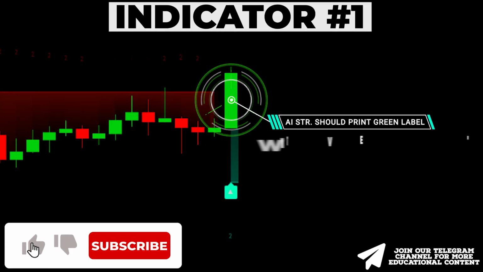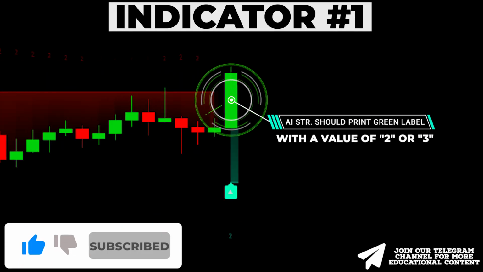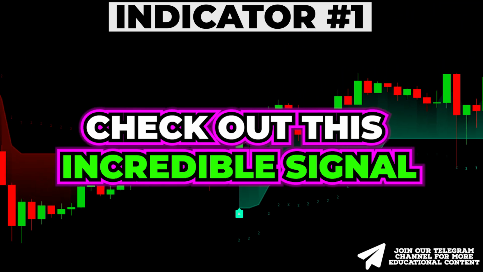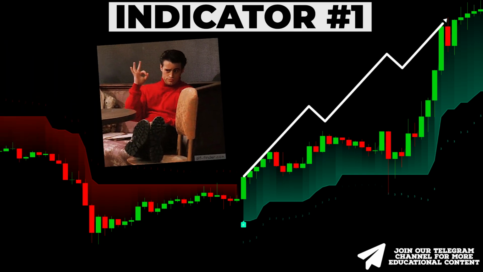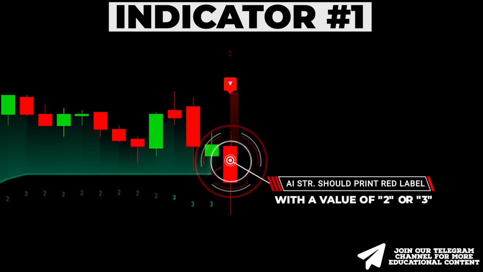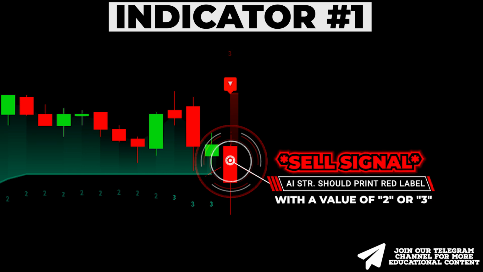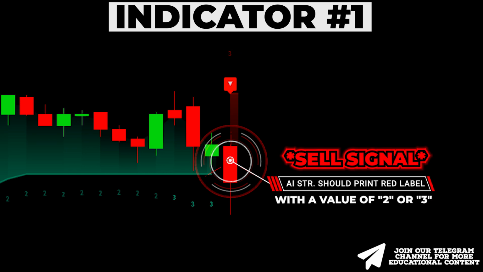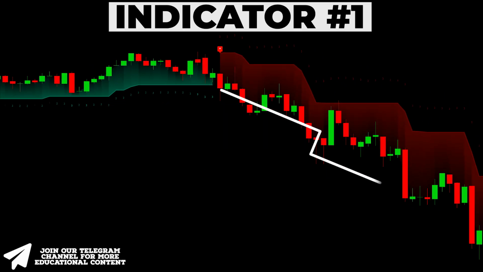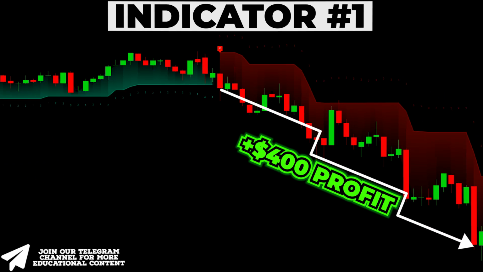When the indicator displays a green label and a value of 2 or 3 appears below the signal candle, it suggests an unconfirmed signal to enter a long trade. Boom! Check out this incredible signal that enabled us to secure over $500 in profit. In a bearish scenario, when a red label with a value of 2 or 3 appears above the signal candle, it acts as an early signal of a potential short trade. Voila! Another successful trade was executed, yielding approximately $400 in profit.